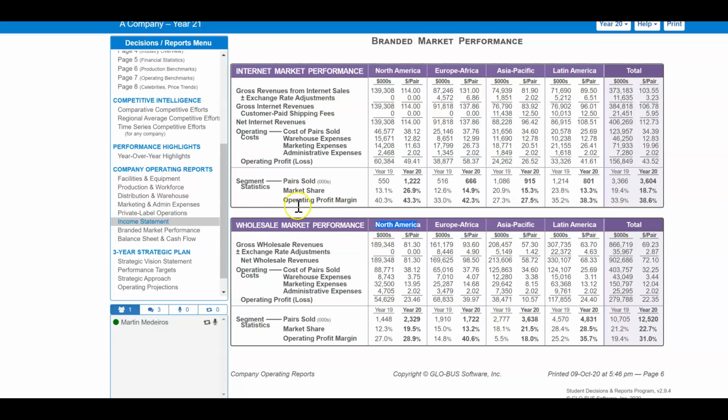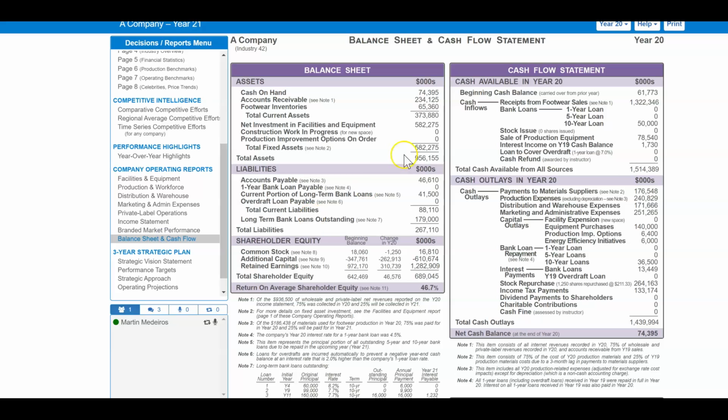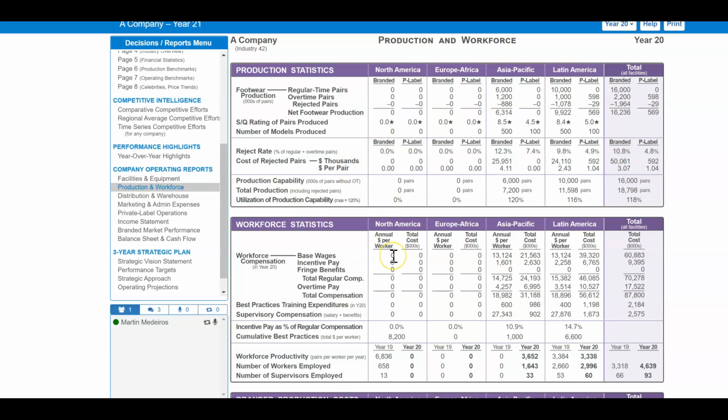So you can see that we've got an income statement, we've got a balance sheet, you've got very detailed production cost estimates in terms of how things are doing in terms of the wages that they pay, incentive pay, and so on. So you can see it's very, very involved here.